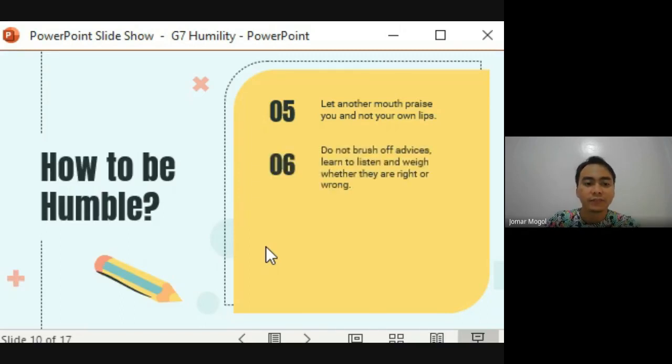And 6, do not brush off advices. Learn to listen and weigh whether they are right or wrong. So if you are seeking advices, kapag napansin mo na ay mali naman yung advice, wag mo nang ganun. You can say some nice words para ma-assess yung situation, kung ano ba yung advices na binibigay ng iyong kaibigan o ng iyong magulang. Baka kasi may pinanggagalingan sila or pinanggagalingan yung kanilang mga sagot.